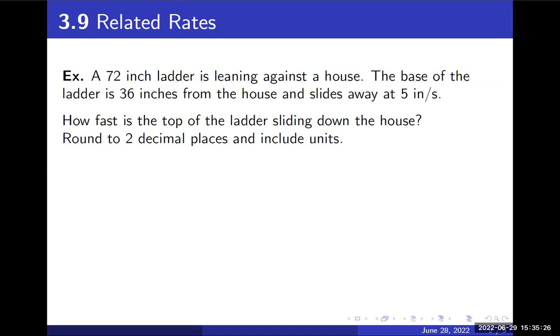All right, best thing to do at this point, just jump right into an example, dive in, see how this all works. So we'll start with this. A 72-inch ladder is leaning against a house. The base of the ladder is 36 inches from the house and slides away at 5 inches per second. So you got this ladder leaning up against a wall of your house, right? And then the base, the bottom of the ladder starts to slide out. And as it does that, the top of the ladder slips down the wall straight to the ground. So how fast is the top of the ladder sliding down the house at that same moment? And okay, we'll round, we'll include units. Sounds good.